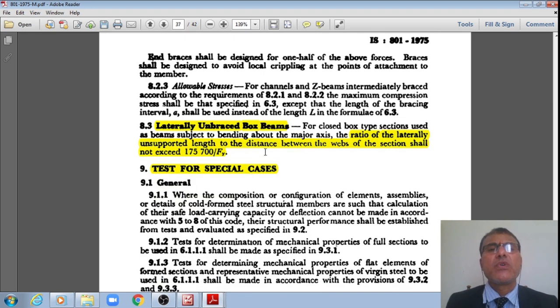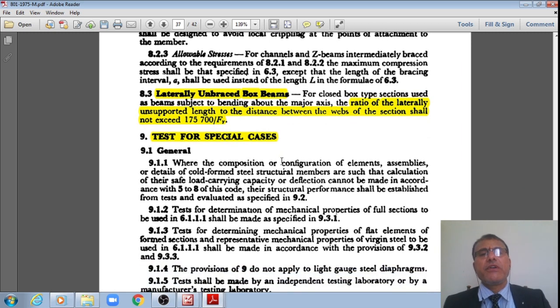Now once we see this, let us go to the allowable stresses. They should be in accordance with 8.2.1 and 8.2.2 as seen in 6.3. As seen, the maximum compression stress is as seen in clause 6.3. Next one is laterally unbraced box beams, right? Closed box type sections used as beams subjected to bending about the major axis. The ratio of laterally unsupported length to distance between the webs of the section shall not exceed 175,700 divided by Fy. Right?